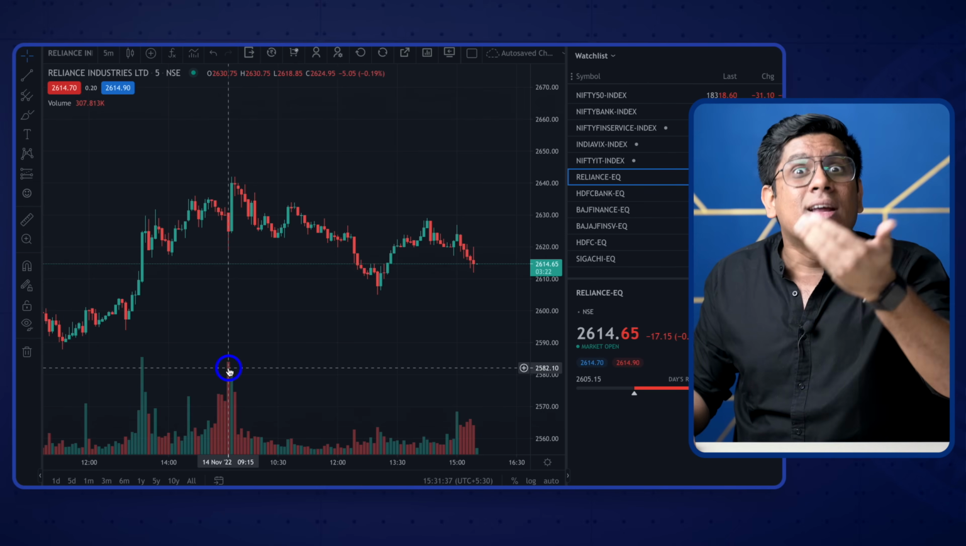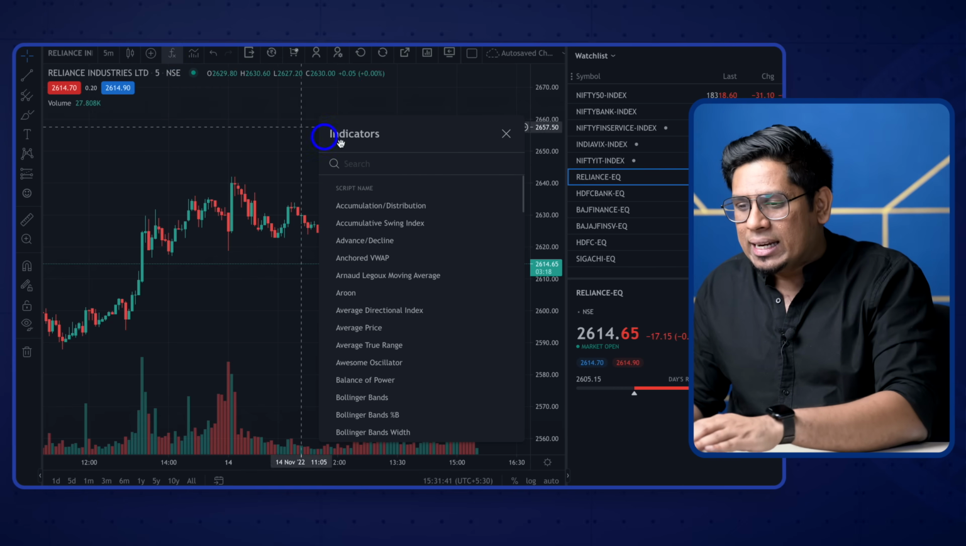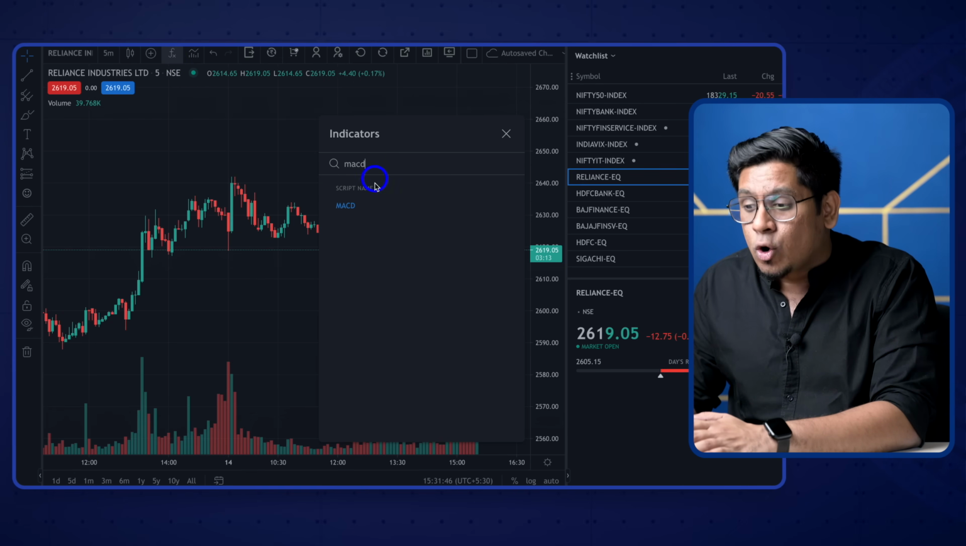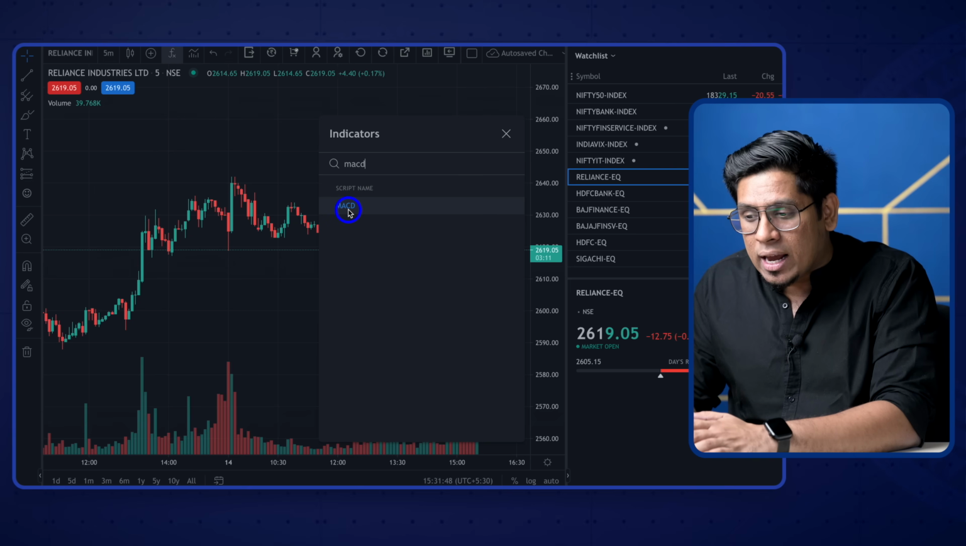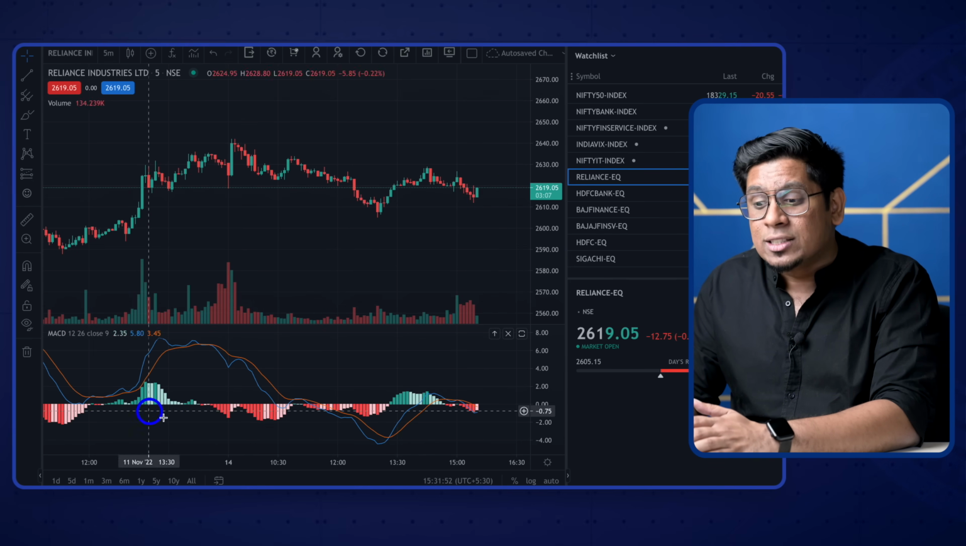Now let us plot another technical indicator. I'm coming and clicking here on this FX thing, which is technical indicators. I'm searching for a very famous technical indicator called MACD, right? MACD has come here. I'm clicking on it. See what happened? See, this thing that has come here is called MACD.